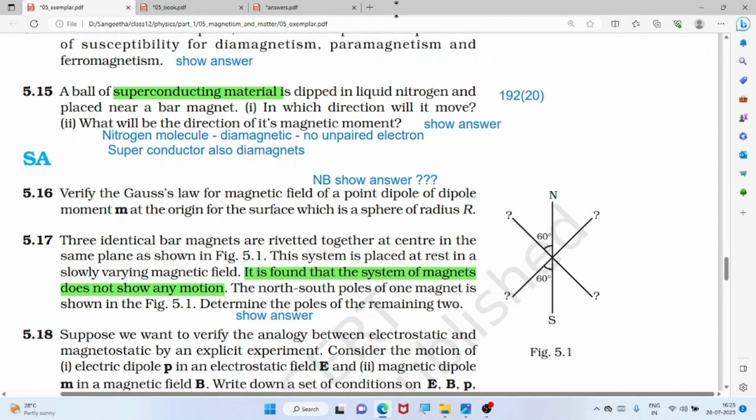A ball of superconducting material is dipped in liquid nitrogen and placed near a bar magnet. In which direction will it move? What will be the direction of the magnetic moment? Superconducting material is also diamagnetic. Nitrogen is also diamagnetic, with no unpaired electrons. The nitrogen molecule is diamagnetic, there are no unpaired electrons, and the superconductor is also diamagnetic.